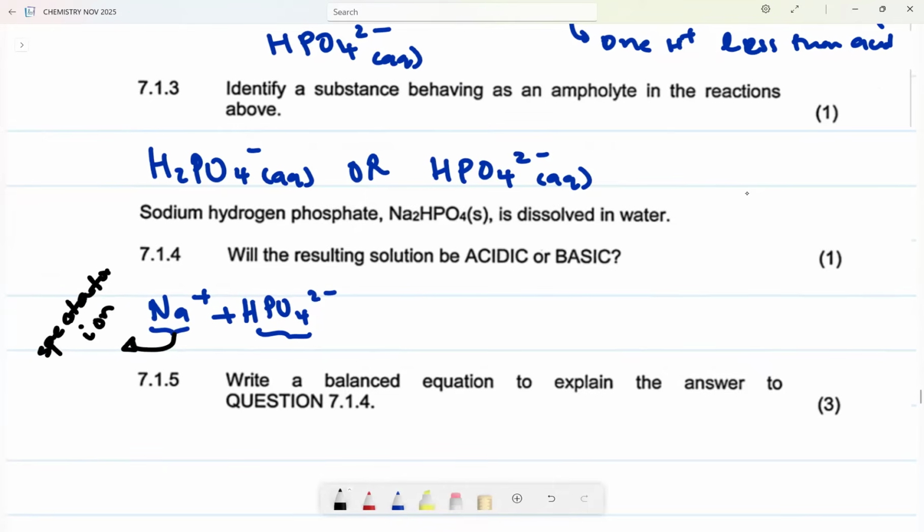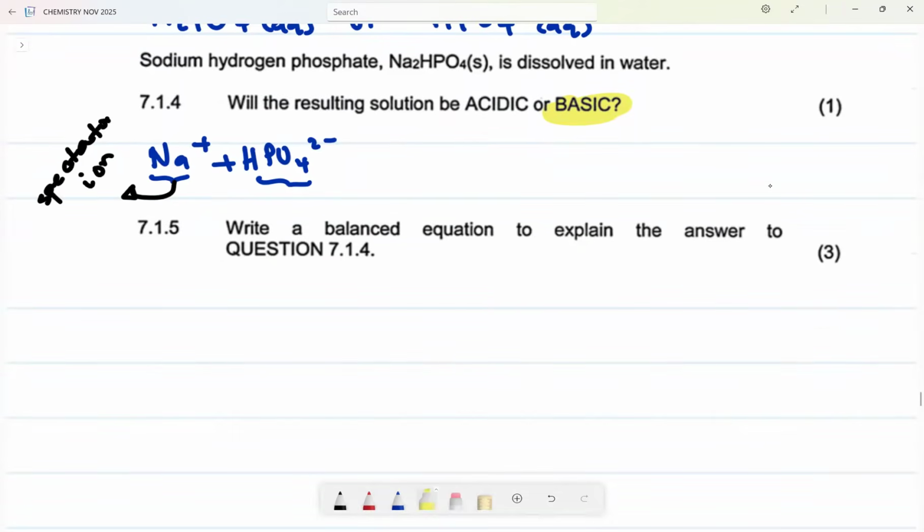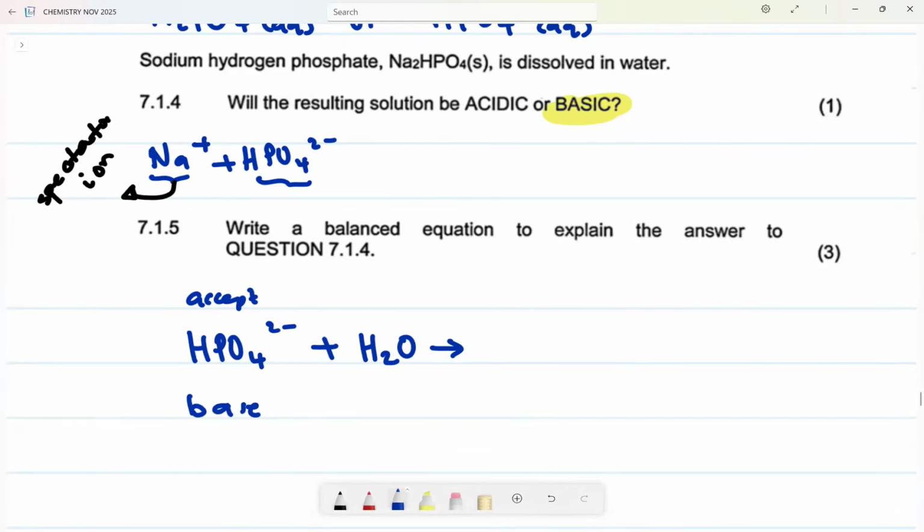But now, let me show you why I'm saying it's basic. Since a spectator ion does not affect pH, we are going to take HPO4 2- and make it react with water. And you know this has the capability of doing what? It is short of hydrogens because of the 2 minus, and now it means it has the ability to accept. If it has the ability to accept, it means it will act as a base in this case. Then this one, H2O, has the ability to donate, so it will act as an acid.